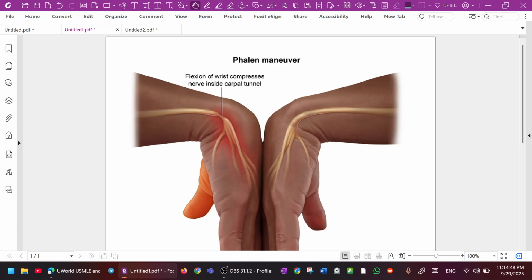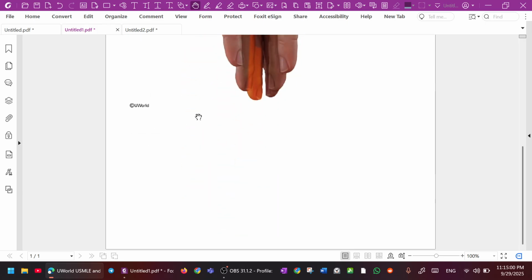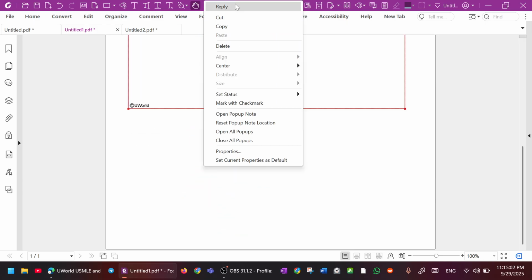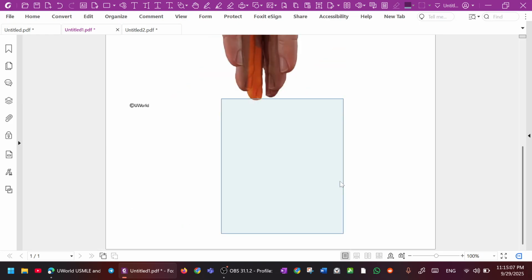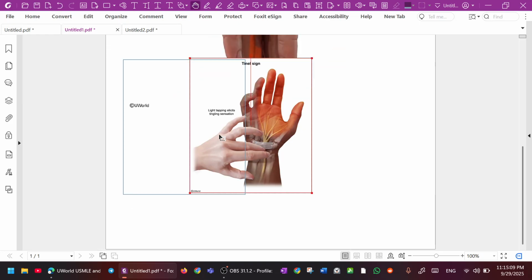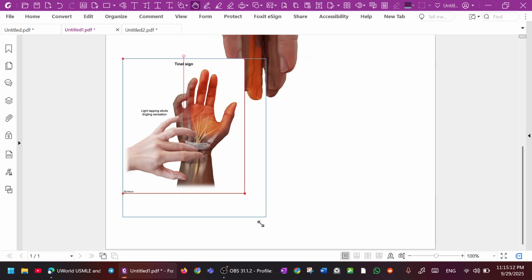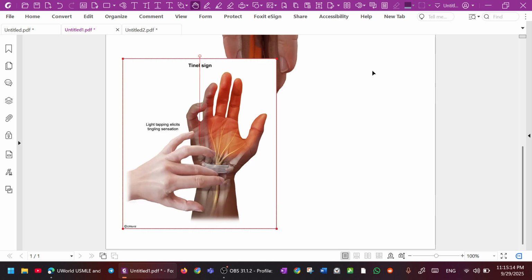The Tinel test involves tapping the carpal tunnel over the median nerve and is positive when there is pain and paresthesia. So light tapping elicits a tingling sensation. Look at this picture. This light tapping elicits a tingling sensation over the median nerve area. Another test that can be done is the Durkan test.